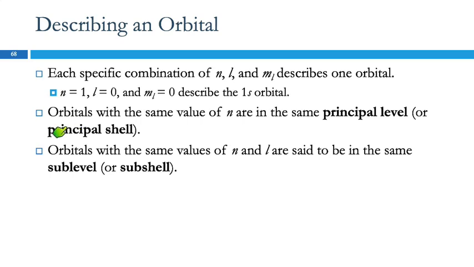So if we're looking at orbitals that have the same value of n, we say they're in the same principal level or principal shell, and it's kind of like that orbit in Bohr's model. And then there are sublevels or subshells.